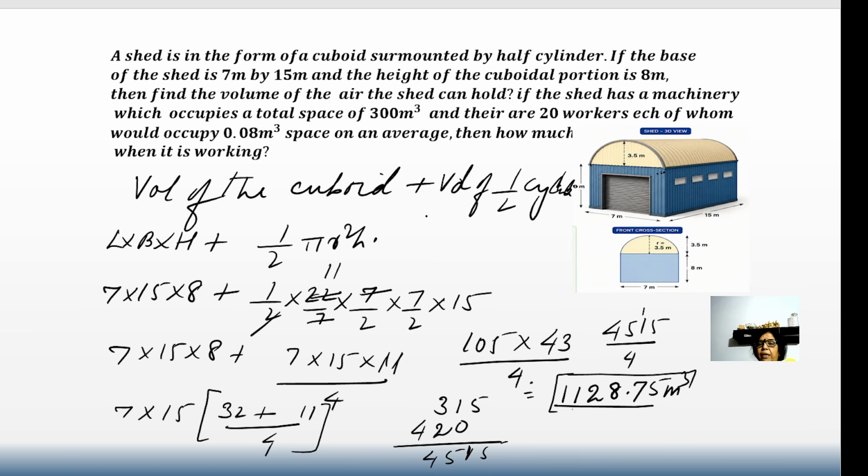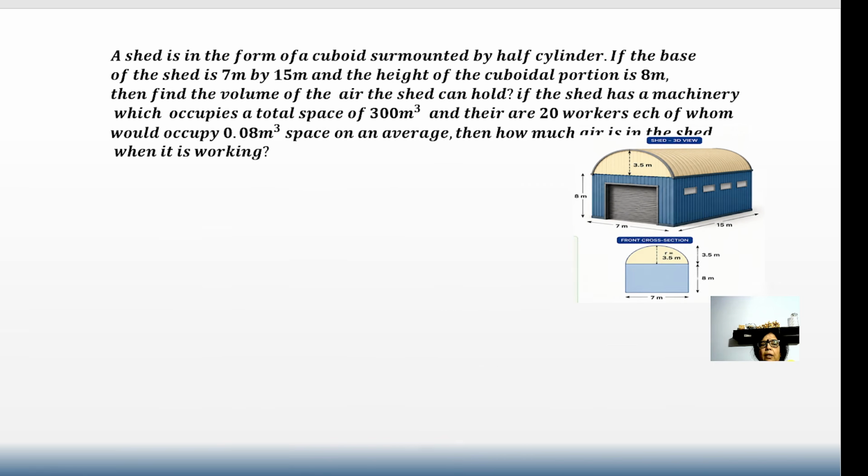Now we have a second part of this question, and that is, if the shed has machinery which occupies a total space of 300 cubic meter and there are 20 workers, each of whom would occupy 0.08 cubic meter space on an average, then how much space is there when it is working? So here let's take out how much space is there when it is working. We have 300 cubic meter occupied by the machinery.